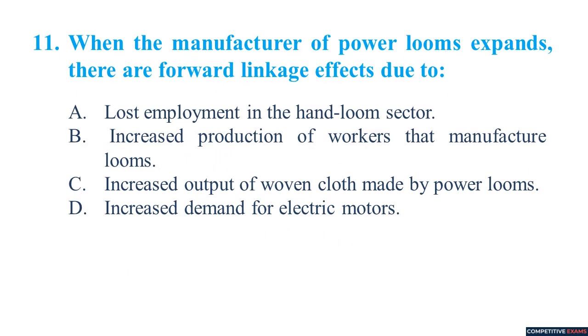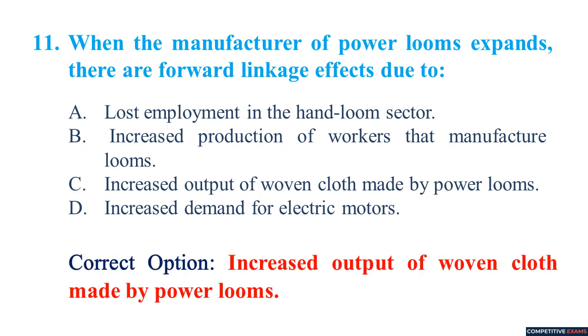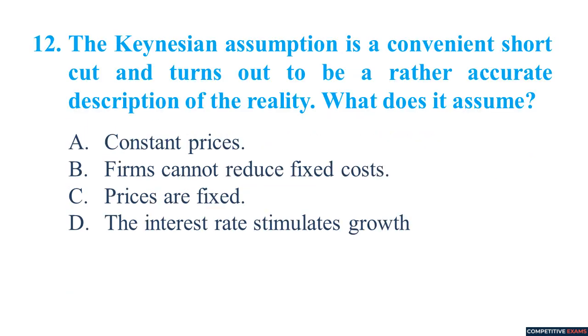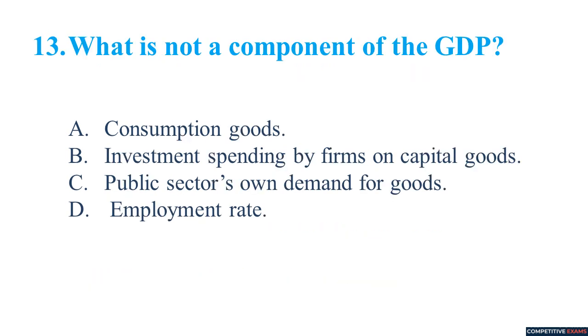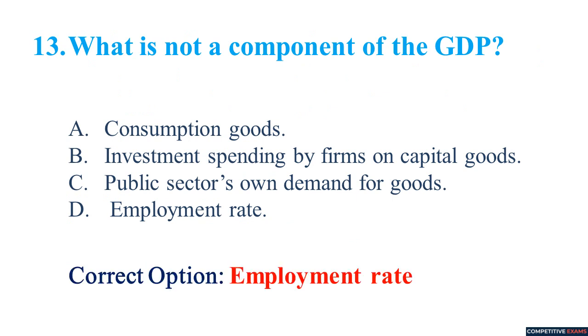When the manufacturer of power looms expands, there are forward linkage effects due to increased output of woven cloth made by power looms. The Keynesian assumption is a convenient shortcut and turns out to be a rather accurate description of reality. What does it assume? Prices are fixed. What is not a component of the GDP? Employment rate.